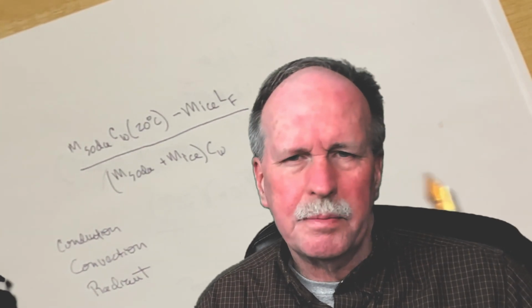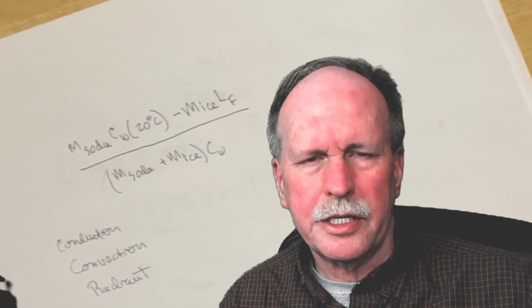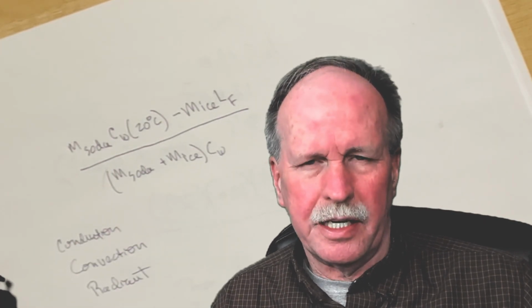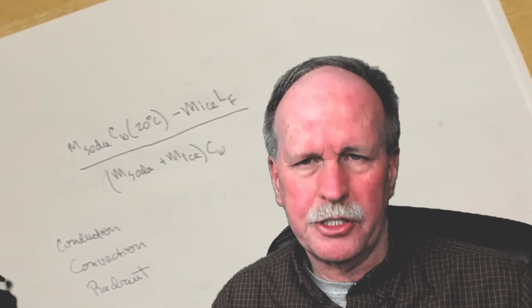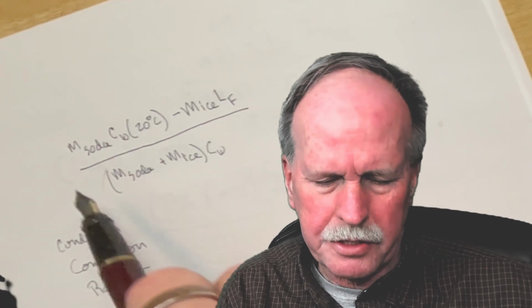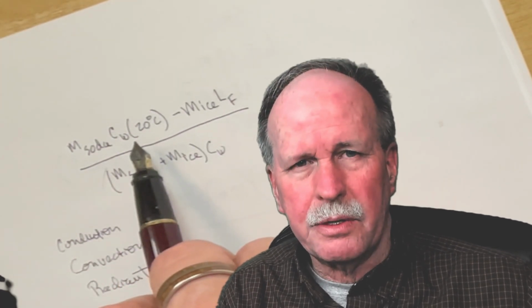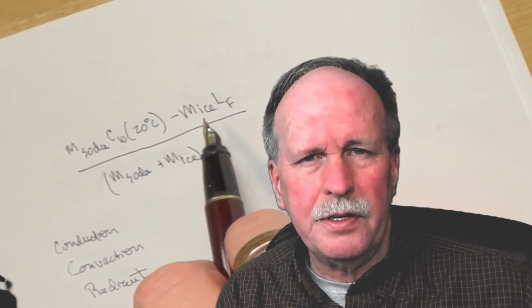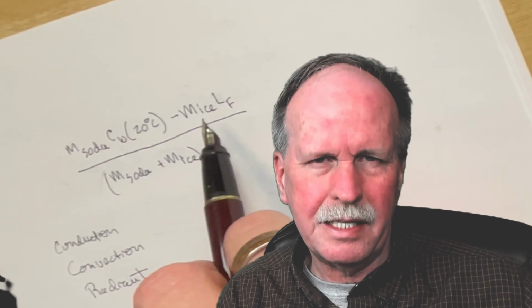So as you may recall from the last video, we were looking at a situation where we had a glass of soda and we put some ice in it and calculated what the final temperature would be. And here's the equation that we used for it. We had the mass of the soda at 20 degrees, and we subtracted from it the heat of fusion of the ice, which was 18 grams.